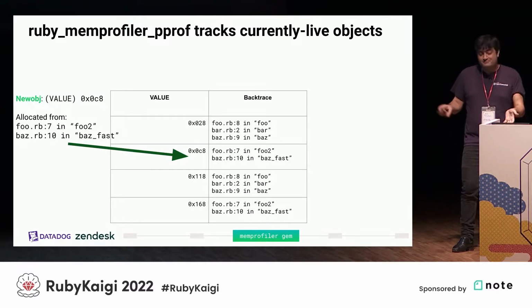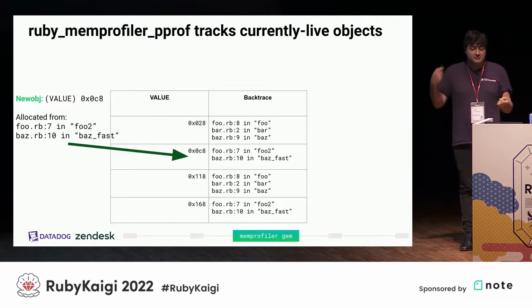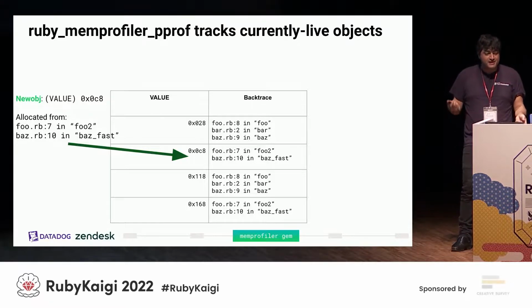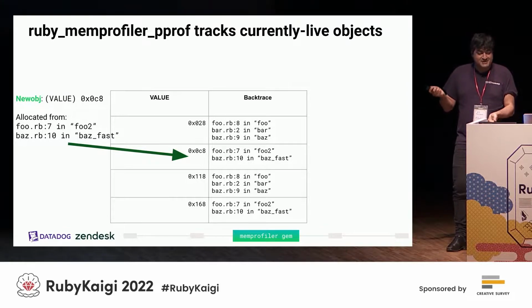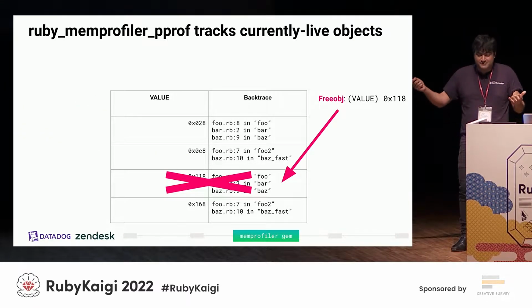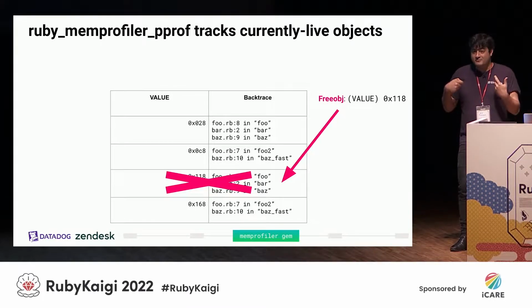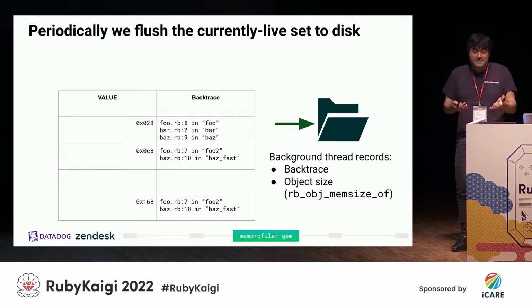So we started by keeping a hash, and we used the TracePoint API to get notified whenever objects are created with newobj or destroyed. So when a new object is created, the tracepoint will insert an entry into the hash and record what object it is and from whence it came, the backtrace. And then when the object is deleted, we remove it from the hash. And then we have a thread running in the background which periodically takes a snapshot of that hash and writes it to disk. And that's the profile.